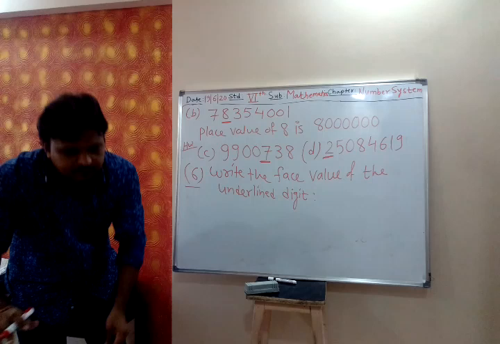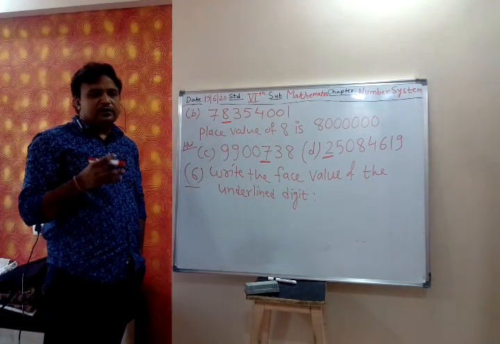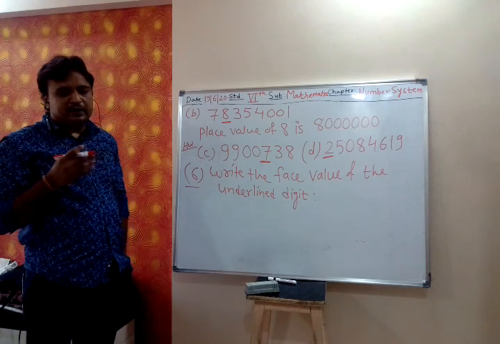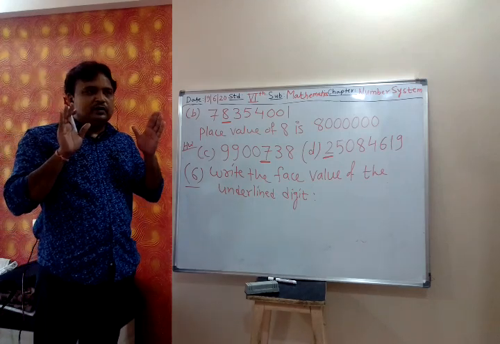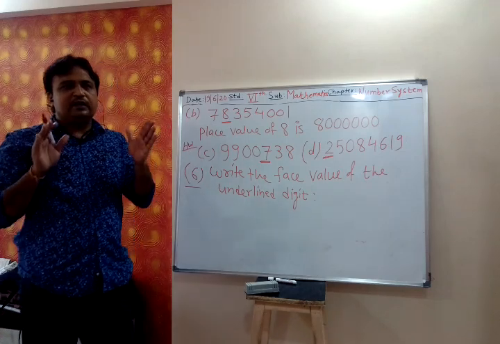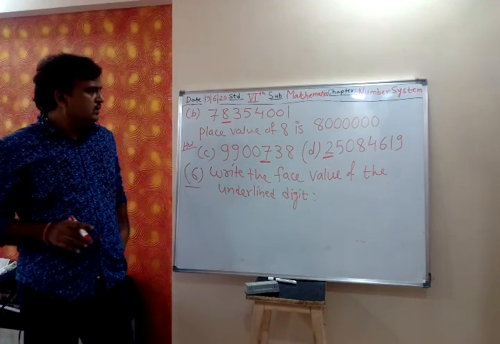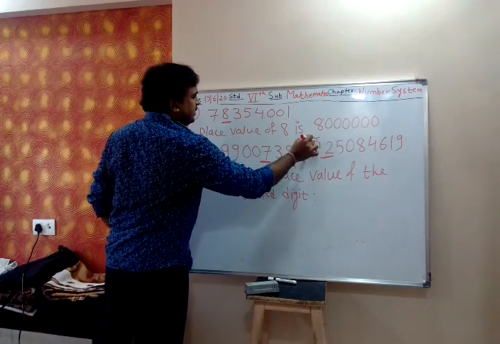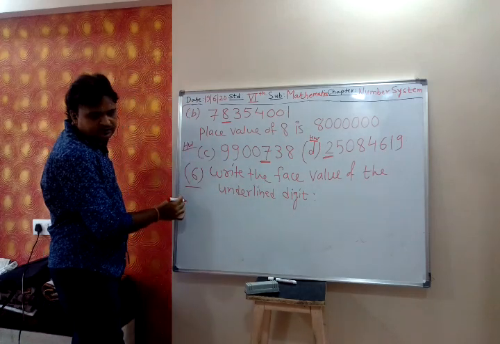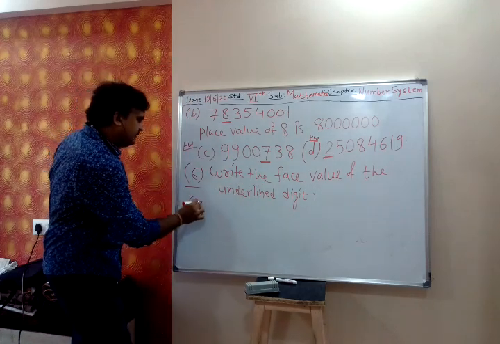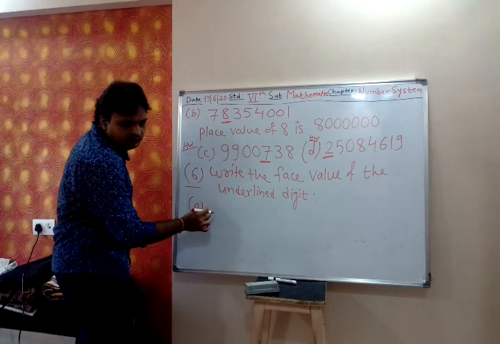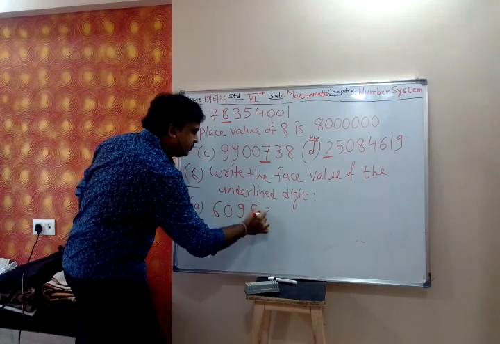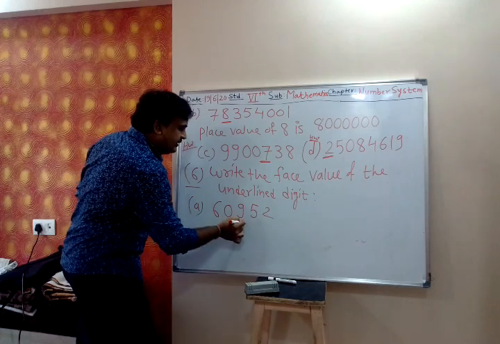So face value is same as mirror value. C and D are homework. Now 6 first is 60952, and the underlined digit is 9.